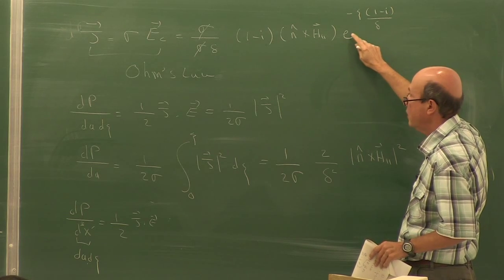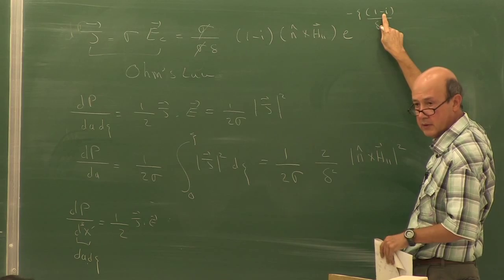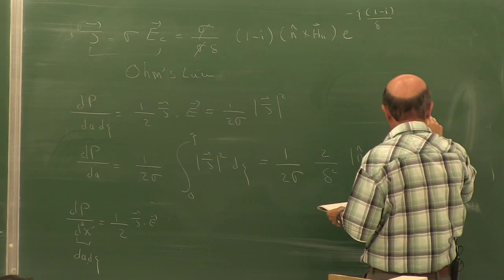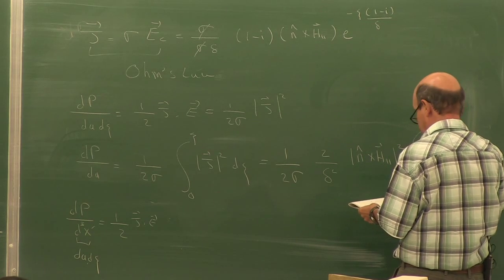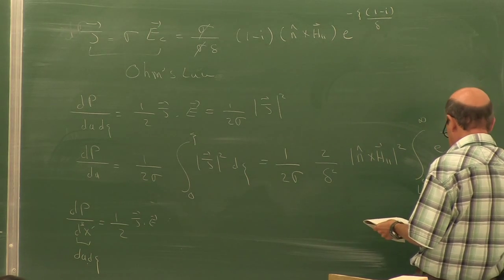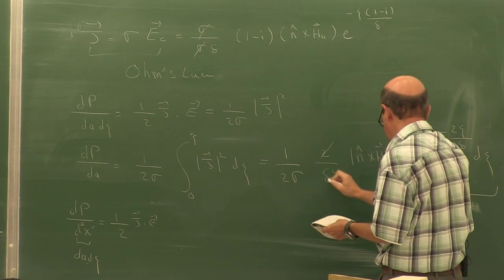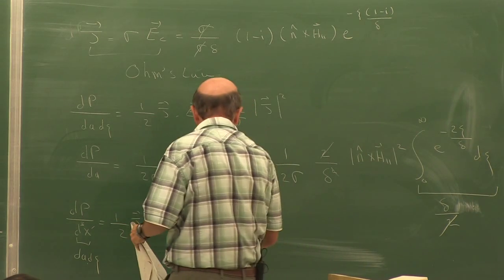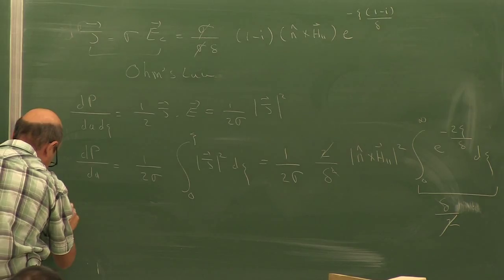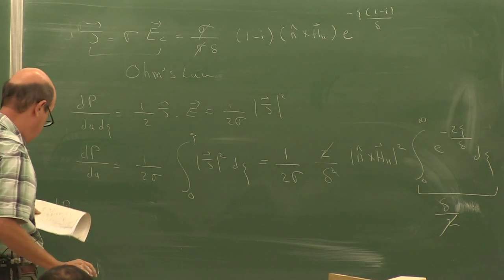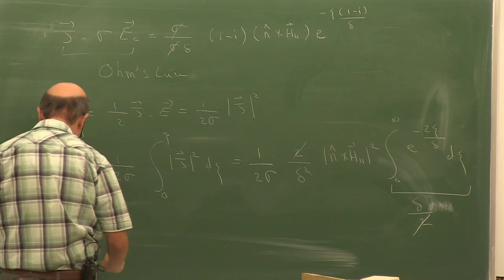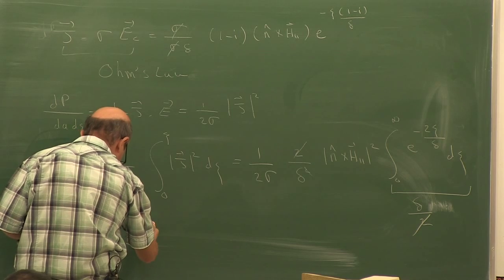And what is the absolute value of that term? This i is 1, because i complex conjugate doesn't contribute. This will be what? Integral from 0 to infinity of e to the minus 2 psi, because of the square, divided by delta, integrated over psi, and this integral will be delta over 2. The 2's will be cancelled, one of the psi will be cancelled, and you will obtain that the power loss per area due to the ohmic losses is 1 over 2 conductivity times the skin depth times N cross H square.